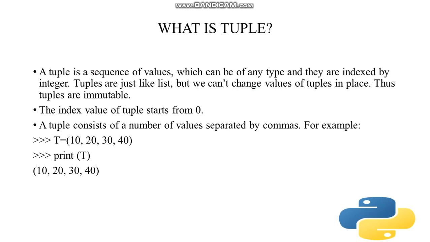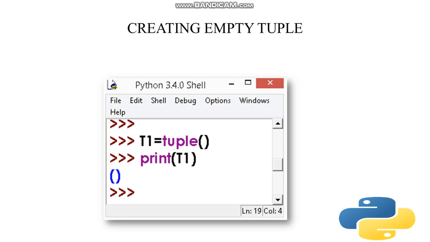A tuple consists of number of values separated by comma. For example, we have a tuple t. Now remember, we use parentheses to declare the tuple. So here we will write 10, 20, 30, 40 into parentheses. So by looking at parentheses, you can see that it is a tuple. We will write print t. So that means it will print the whole tuple.